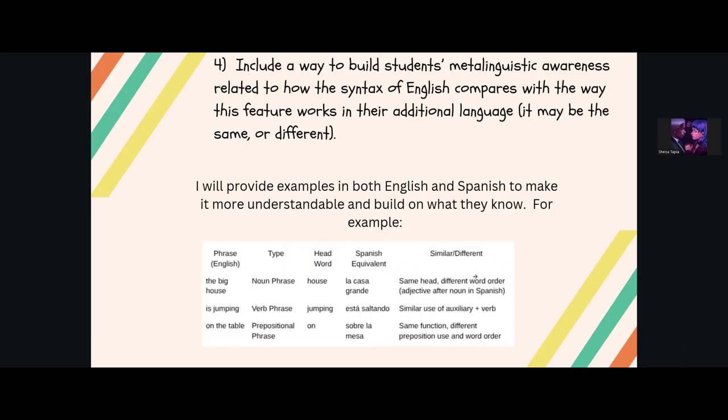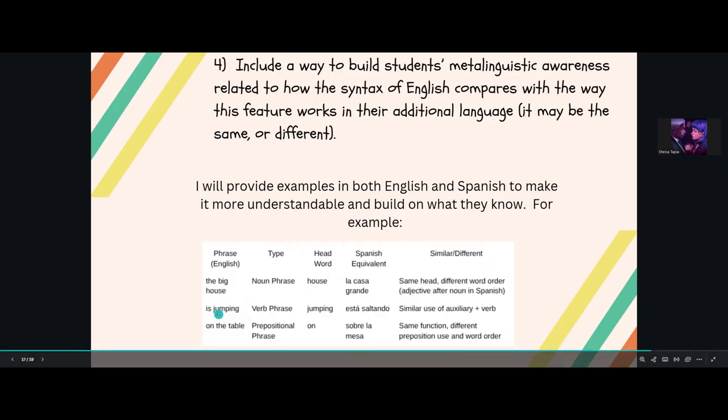How is it similar? How is it different? So it has the same head, different word order. So for example, for this one, the adjective comes after a noun in Spanish. This is something that some students read and get a little bit confused, because they see the adjective usually in Spanish after the noun, and then in English you see it before the noun. So again, it's a really good way to show the difference and have them look out for it.